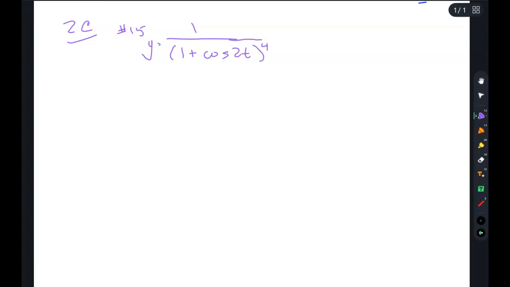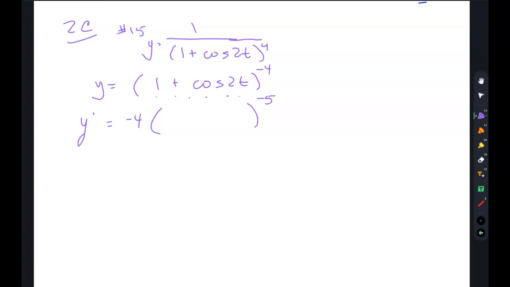So again, just to emphasize, we could rewrite this as 1 plus cosine of 2t all to the negative 4 power, and then take the derivative. To take the derivative, you'd bring the negative 4 down, subtract 1 from the exponent, and carry that inside along. So 1 plus cosine of 2t. Now we go in and take the derivative of the inside.